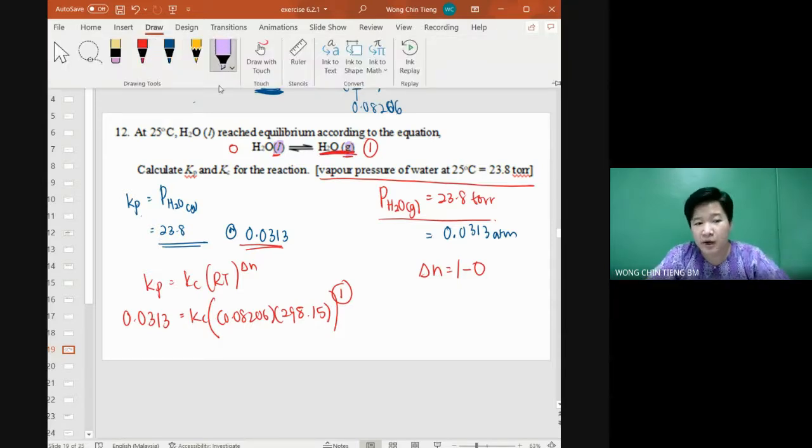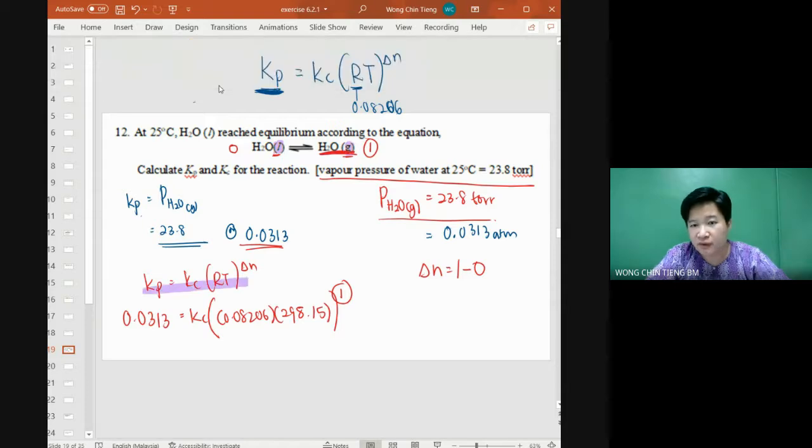Just what I want to remind you over here is when you're using this formula, the pressure of the KP that you put in must be in ATM. Okay, saya terlepas soalan ni semalam. Okay, boleh. Siapa yang dah buat, kira balik. Siapa yang perasan tu betul, well done. Siapa yang salah, just kira balik.